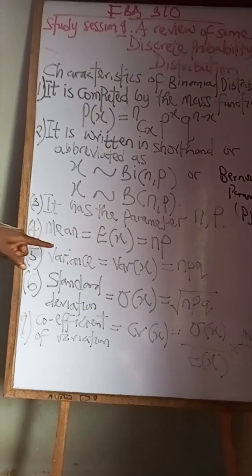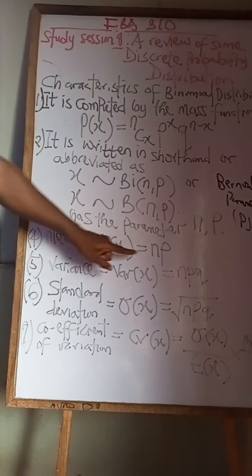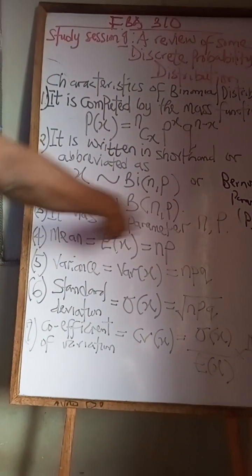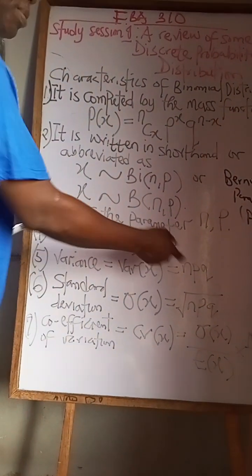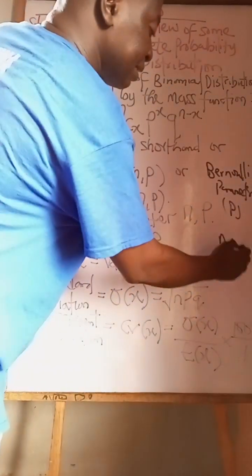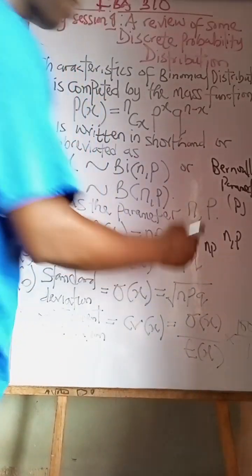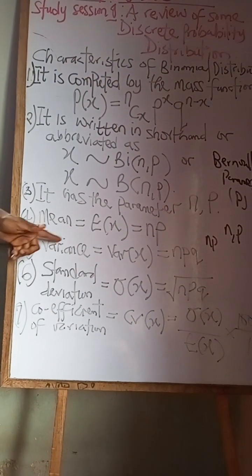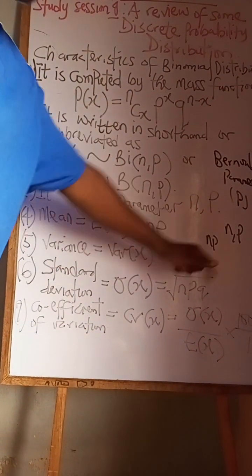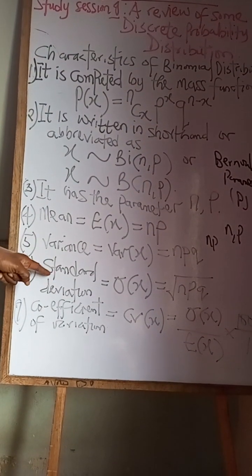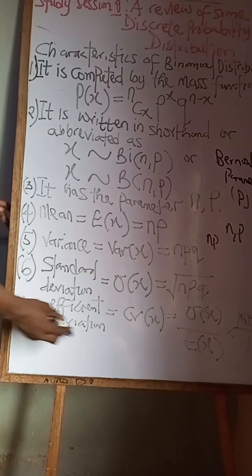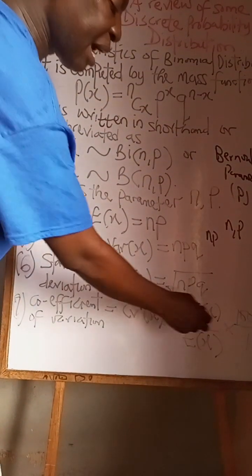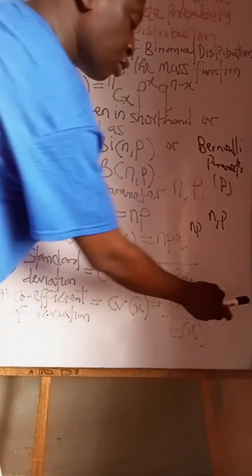Then binomial has the mean, which has the symbol np. This thing came out in your quiz. That was the mean of a binomial distribution. The mean is np and not n, p like this. It is np, that is, multiply n times p. Then it has a variance, npq. And it has a standard deviation of square root of npq. And it has a coefficient of variation, as in standard deviation over mean times 100.